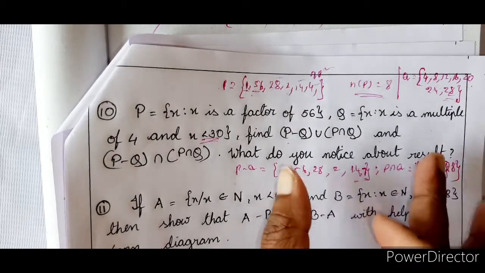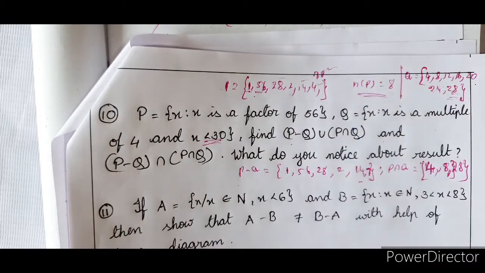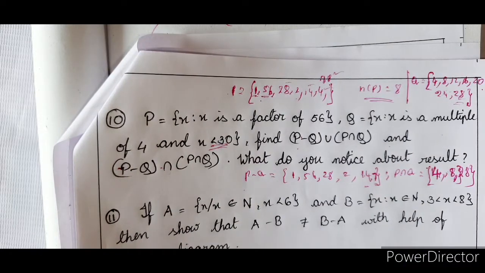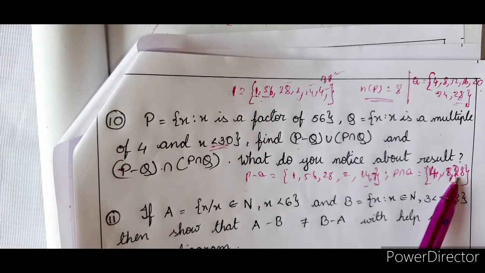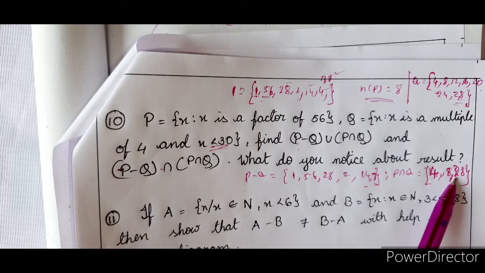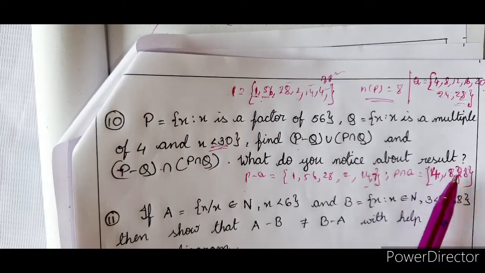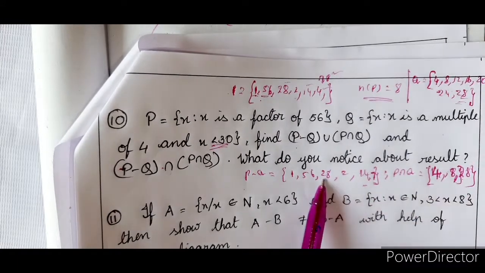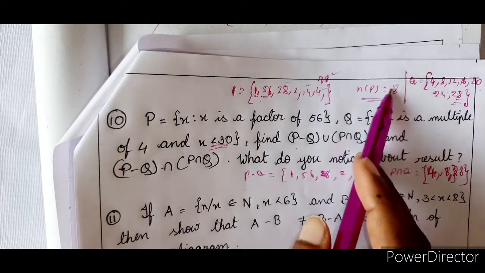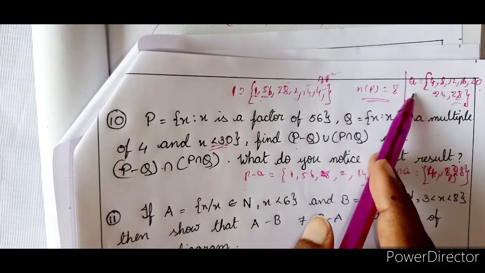Now union of these two. So P minus Q union P intersection Q. So find and verify. Now P minus Q intersection P intersection Q. In P intersection Q, you got 4, 8, 28. Here, did we remove 28 here? No. This 28 should not come here, is it not? Because it is there in Q.